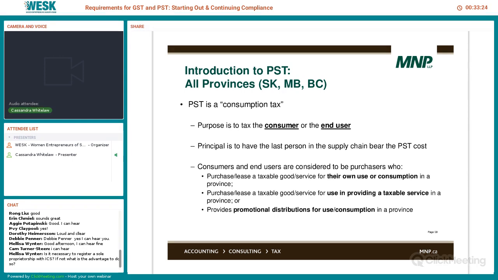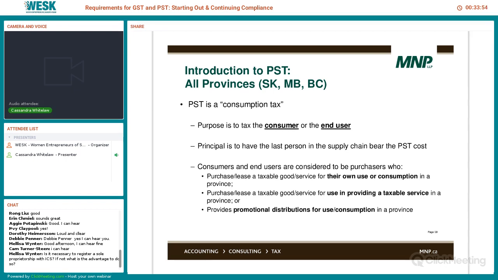So the 3 PST provinces, their legislation is reasonably similar, although there are definitely some significant differences. So what I'll do is I'll talk about some commonalities between all of the PST provinces, and then I'll finish up with some discussion about specific things to Saskatchewan. So in all the provinces, PST is what is considered a consumption tax. And so the purpose of this is to tax the consumer or the end user in a supply chain.